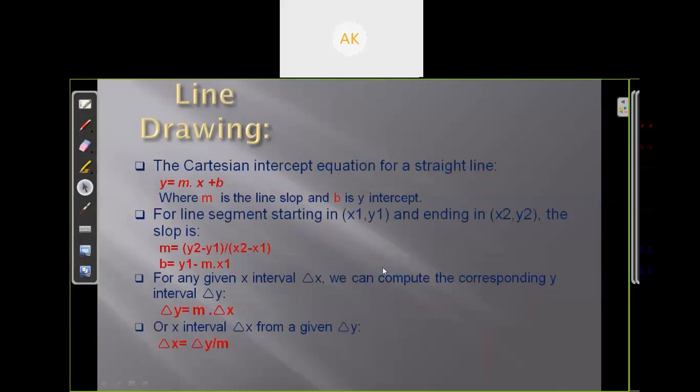So to draw a line, when you are given two endpoints, the equation of your line is y equals mx plus b. What is the equation of a line? y equals mx plus b, where m is the slope of your line, and b, what is b? b is the y intercept, where your line intercepts the y axis. Okay.